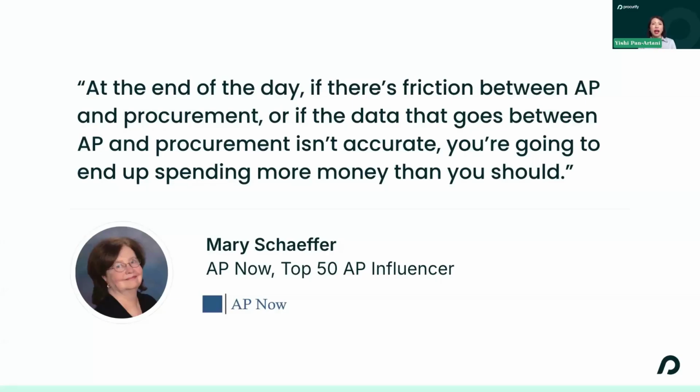So Mary Schaefer here we have is from AP Now, who is one of the top 50 AP influencers, and she has this to say. At the end of the day, if there's friction between AP and procurement, or if the data that goes between AP and procurement isn't accurate, you end up spending more money than you should. It's all about having the visibility and control to be efficient in spending and strategic in how you spend it.